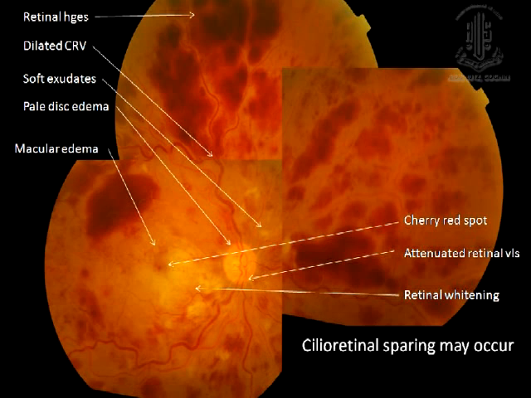When we look at the fundus, we do have the signs of blood and thunder fundus of ischemic CRVO. So if you see here, you will see retinal hemorrhages, dilated central retinal vein, soft exudate, pale disc edema, and macular edema, which are the signs associated with central retinal vein occlusion. In addition, we may find a cherry red spot, attenuated retinal vessels, and retinal whitening, which are the signs of the central retinal artery occlusion. So both combined together is what you will see in the fundus in association with very poor vision.